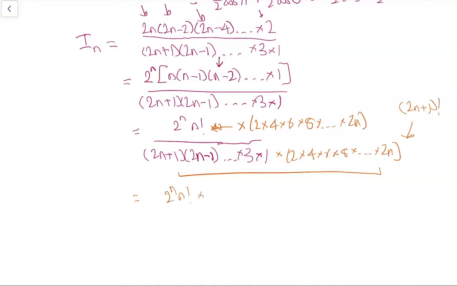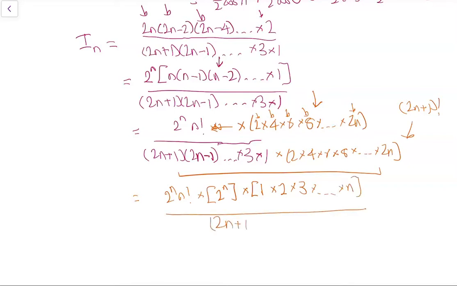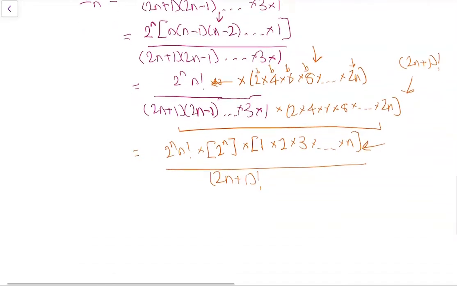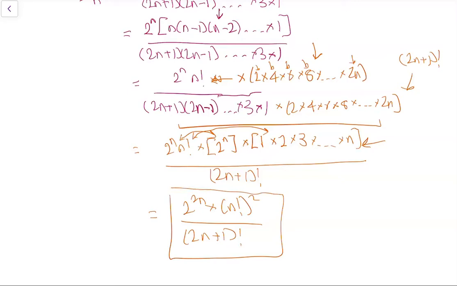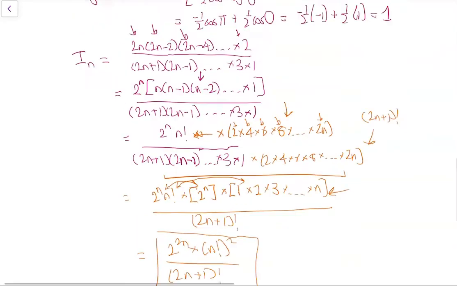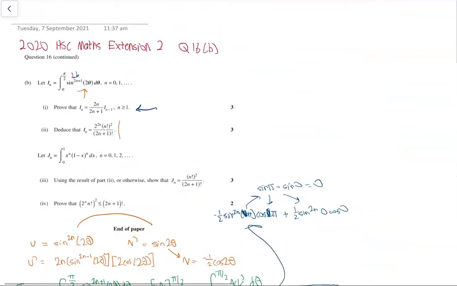And in the numerator, if we take a factor of 2 out of each of these even numbers, we will have 2 to the n out at the front. And when you divide every number by 2, we just have 1 times 2 times up to n. The denominator was 2n plus 1 factorial. And this is again another version, we have another copy of n factorial. So we have 2 to the 2n times, and we have n factorial appearing twice now: n factorial squared divided by 2n plus 1 factorial. And this is what we needed to prove in part B. So the second part has been completed.